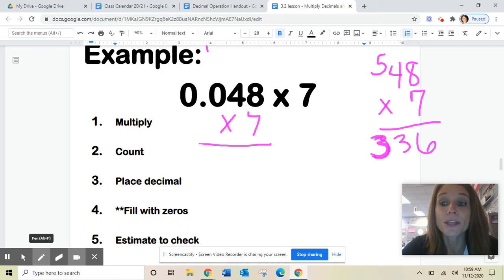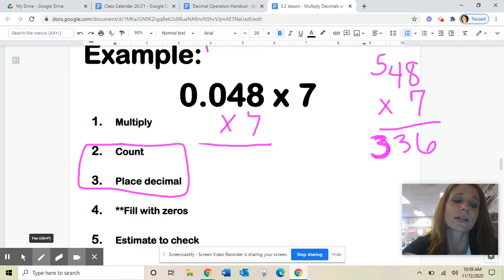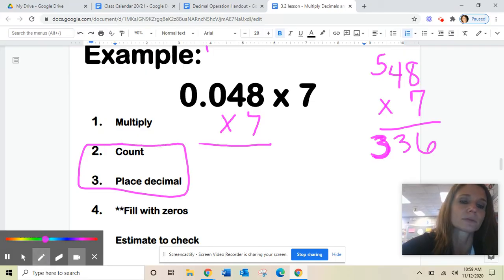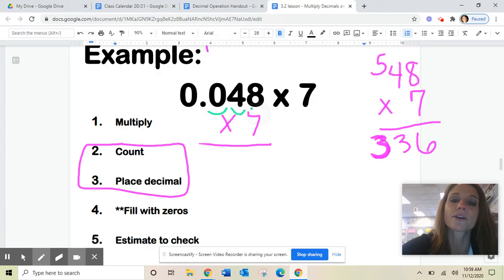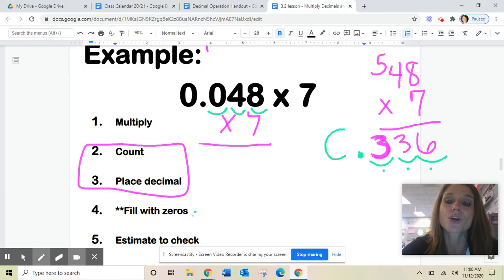So we come up with 336, but I need a decimal. So I'm going to count it in my problem. Here's what I count. The 0, the 4, the 8. That's 3 places. My answer needs the same 3 places. I need tenths, I need hundredths, and I need thousandths, which means my decimal is going to sit right there. This is where that 0 can go to show I have no holes. All I have are a bunch of little parts. So 0.336 is my answer.